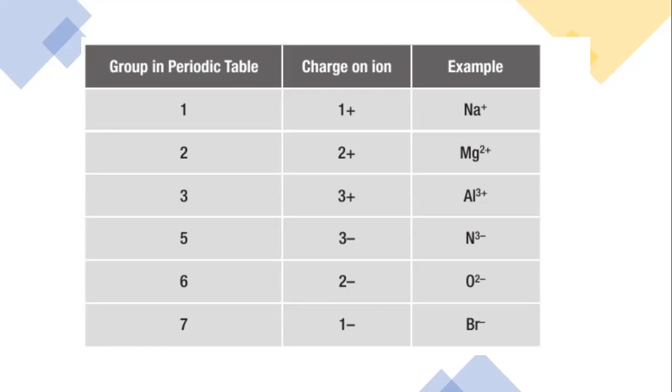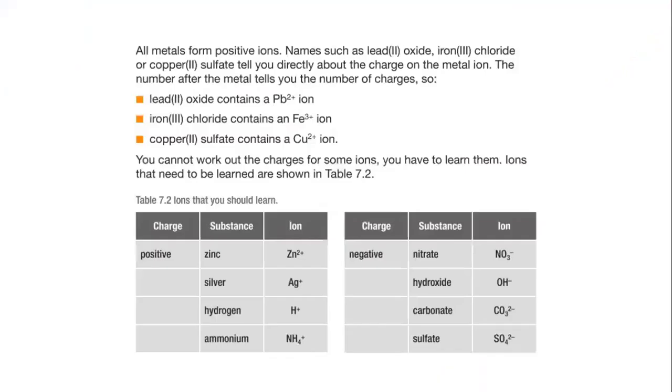And then group 4, they generally do not make ionic compounds. For groups 5, 6, 7, group 5 is going to be 3 minus, group 6 is going to be 2 minus, and group 7 is going to be 1 minus. So you can just learn this and it will make it easy for you when you're in your exams, because all you have to do is look at the periodic table and you have an idea of what charge is present on it. Now, there are certain other ions that you need to learn about as well.